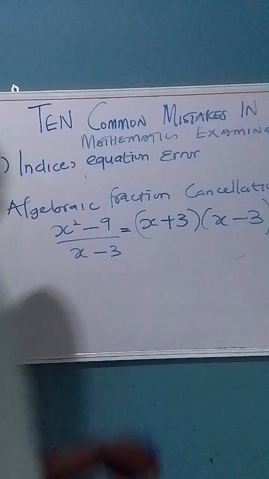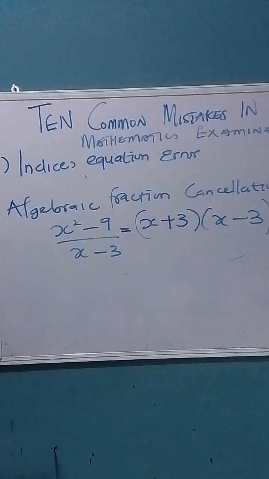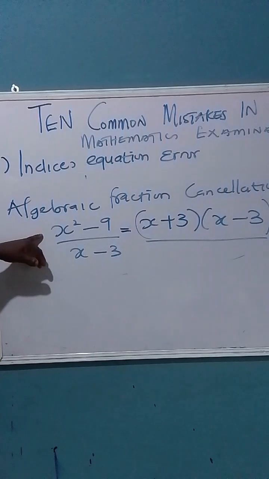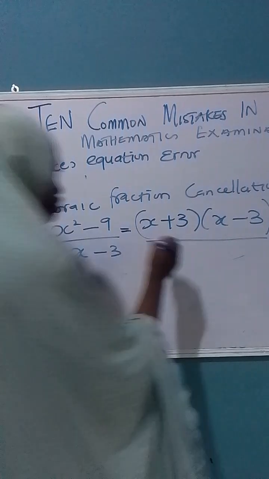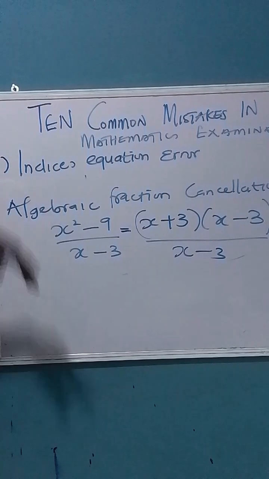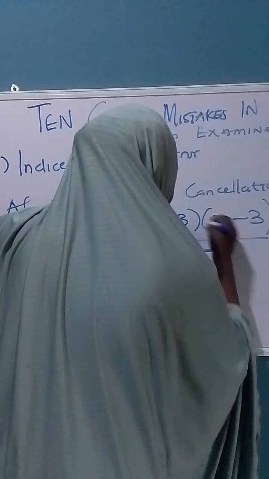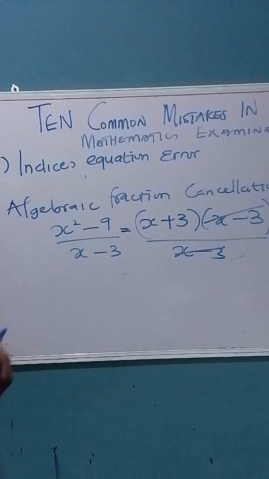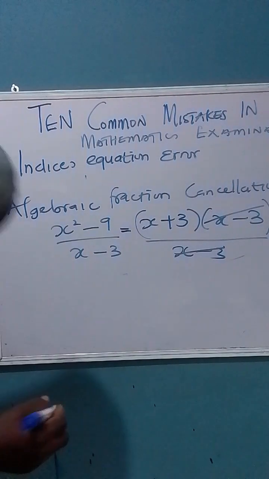Some students will just divide through like that. So after you factorize it, you just have to factorize it before you now do cancellation. You don't just go and do cancellation without factorizing. So the next thing is now to cancel, and the final answer is going to be x plus 3.